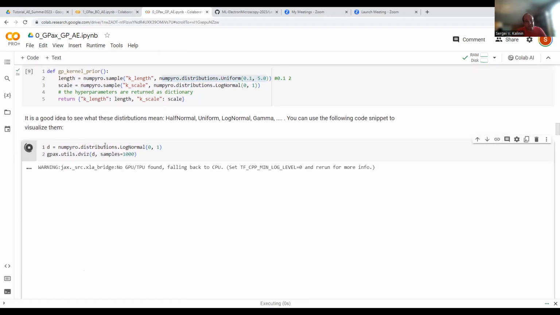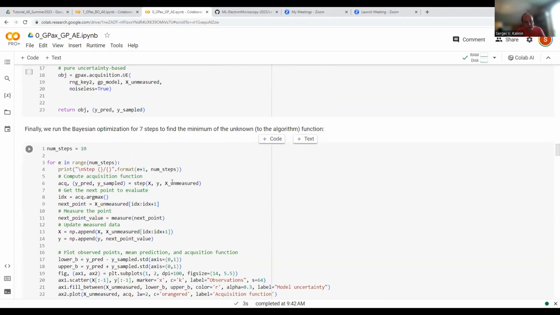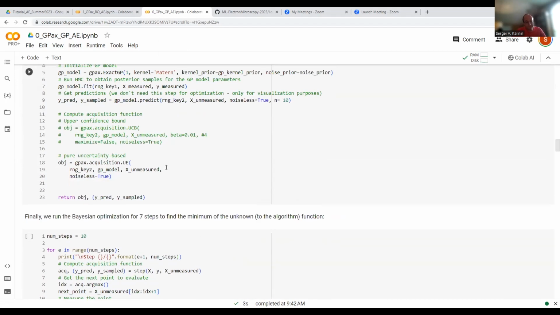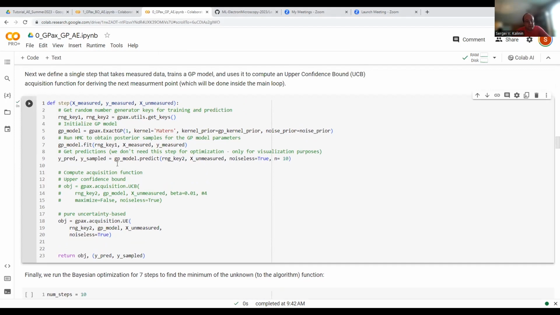We can visualize these distributions just to have an idea of how they look, for convenience, and then we can run the Gaussian process. So define the single step.